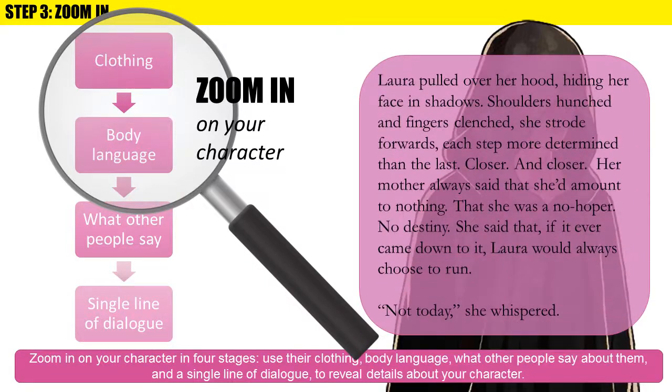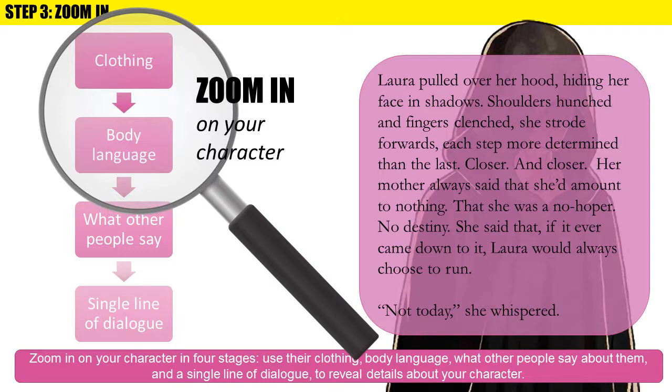For example, Laura pulled over her hood, hiding her face in shadows. Shoulders hunched and fingers clenched, she strode forwards, each step more determined than the last. Closer and closer. Her mother always said that she'd amount to nothing, that she was a no-hoper, no destiny. She said that, if it ever came down to it, Laura would always choose to run. "Not today," she whispered. Have a little think about our character here. What have we revealed through her clothing and her body language? What does the mother's perspective and the single line of dialogue add to what we know about this character?